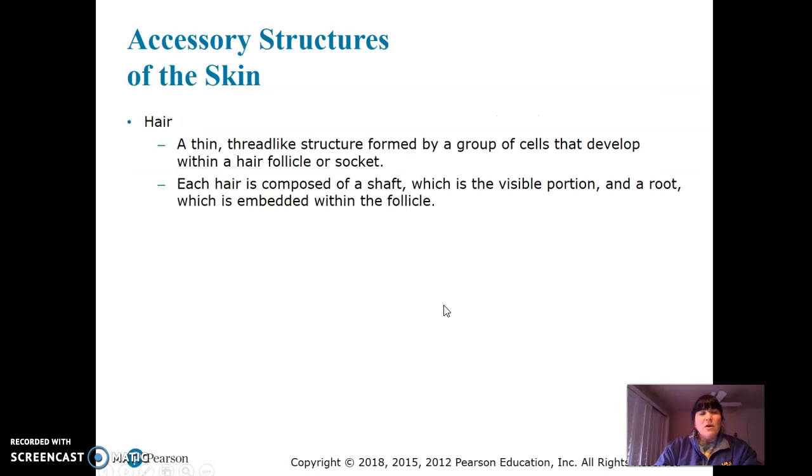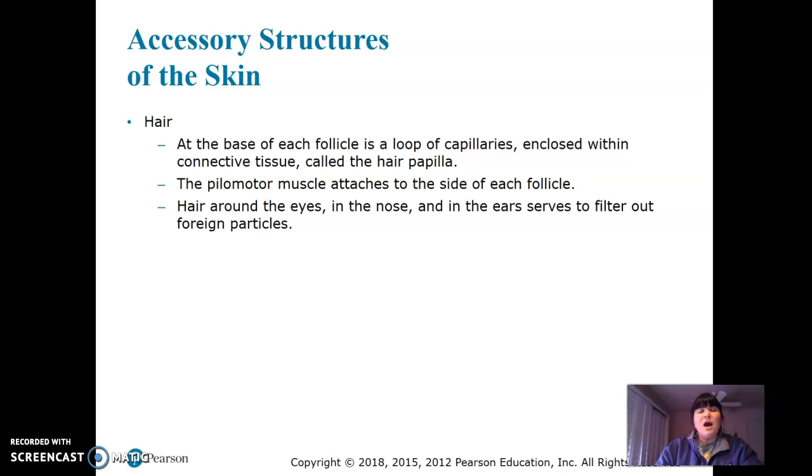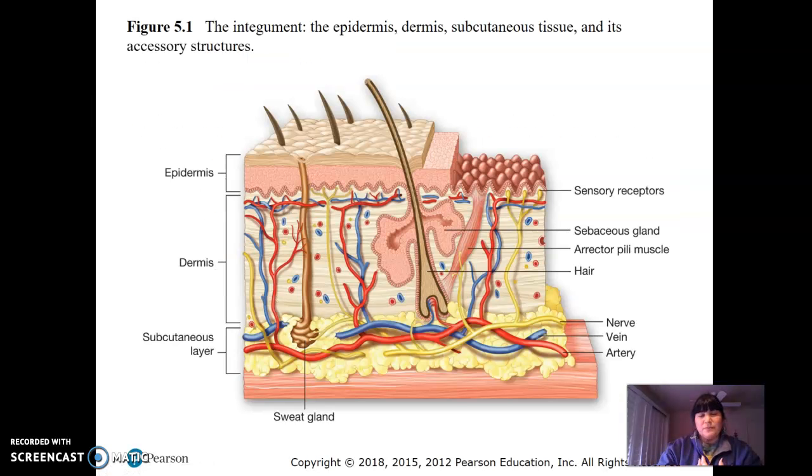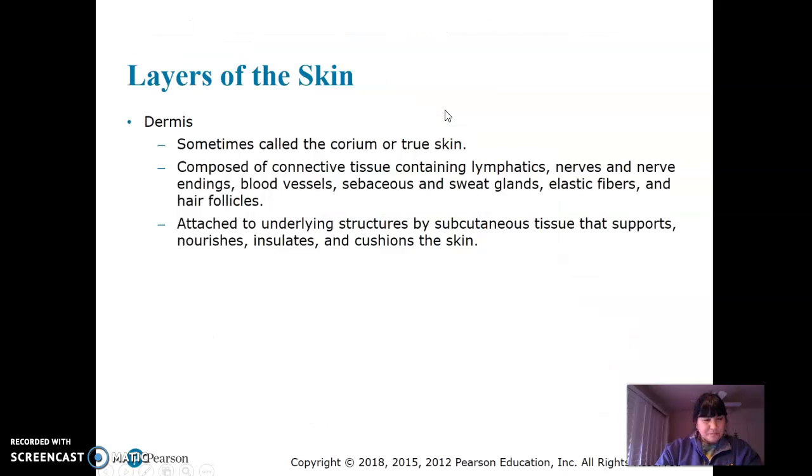So, hair, okay, thread-like structure formed by a group of cells that develop within a hair follicle. Hair is composed of a shaft, that's the visible portion, the shaft up top. The root is underneath, right? Y'all know that. There's capillaries, right, in the root, okay? Pilomotor muscle, also called the erector pili muscle, attaches to the hair. So you know when you get cold and you get goosebumps, there are actual little muscles, okay, right here, attached to the hair follicles. So when you get cold, they contract, and that's gonna whoop, cause your hair to stand upright, right?